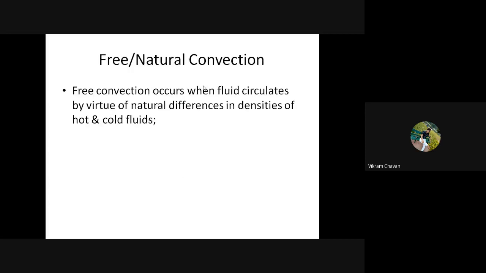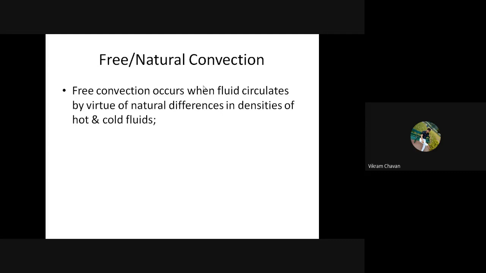So now we have discussed that this is the free convection type. There are two types of convection: one is free convection and the second is forced convection. Free convection is also called natural convection because it happens naturally without any external force or external device. The fluid is moving itself because of a density difference.